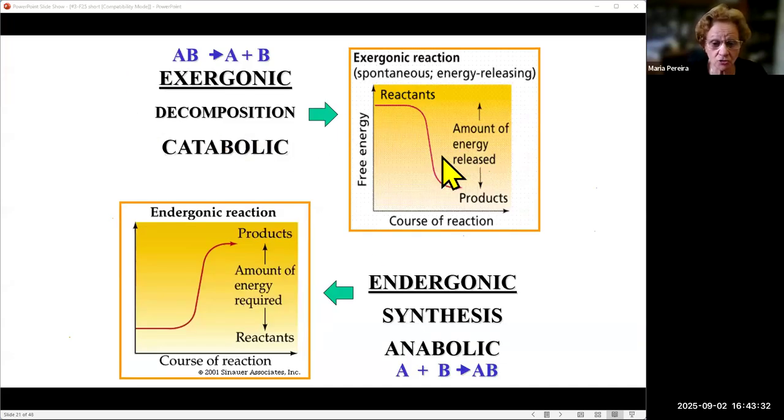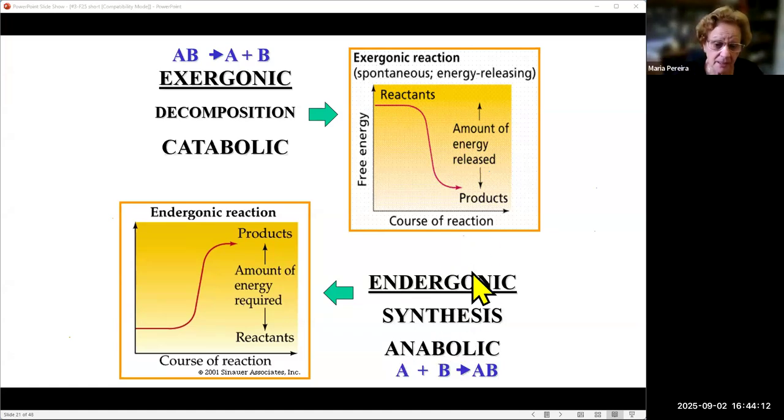Exergonic reactions are those that release energy. And this free energy can be used to form more complex molecules. If the speed is faster, it's more likely to have a chemical reaction because the molecules will collide with each other. If you increase the speed, there will be more molecules or more particles colliding with each other.